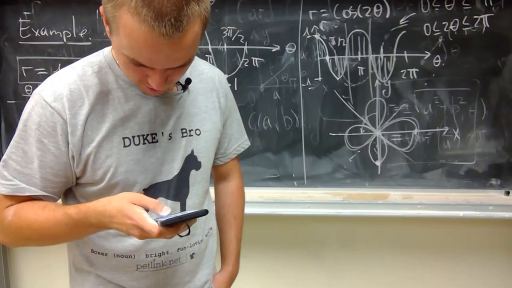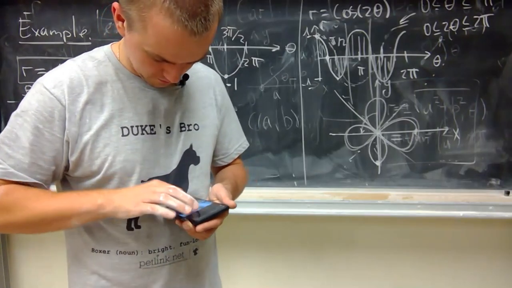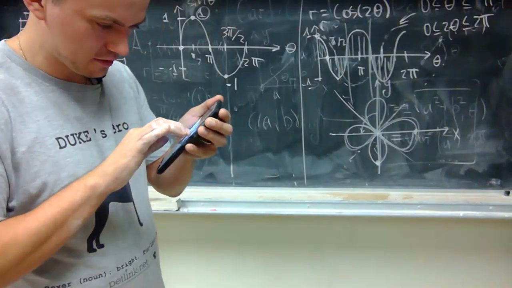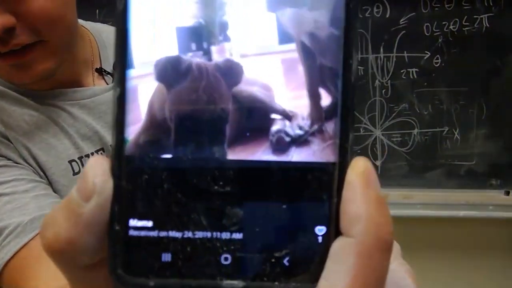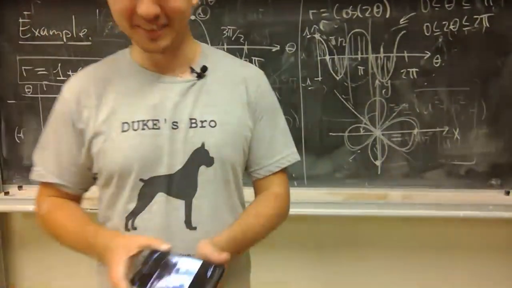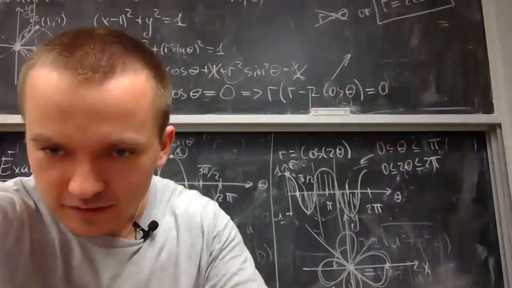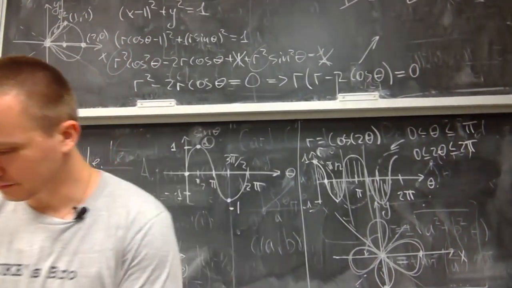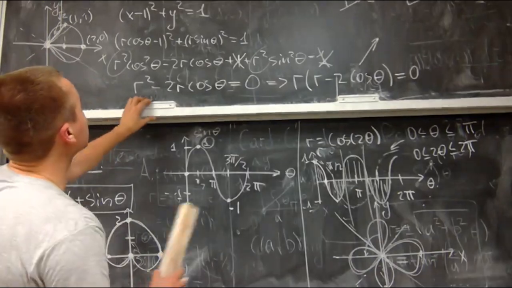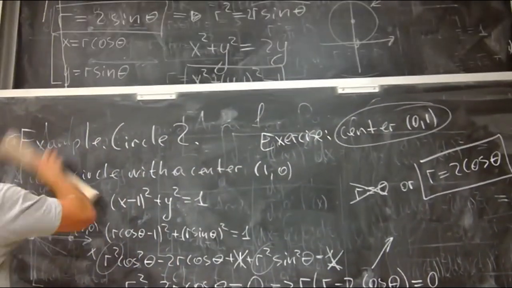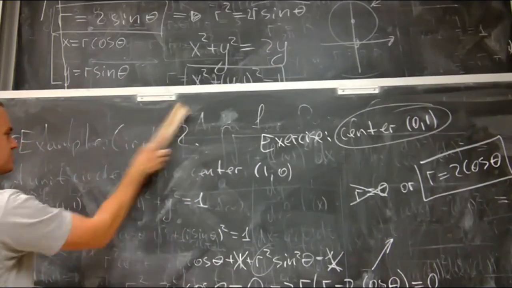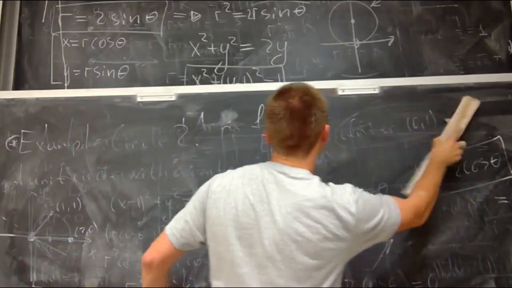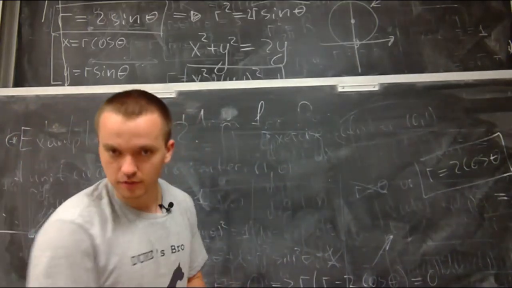There's a nice picture. I hate blackboards. They're so dusty. This is my dog. So this is Duke, boxer. Nice, Europe. Okay. So I don't know if people have any questions or want to ask something or just talk about life. Okay. It's my chalkboard.